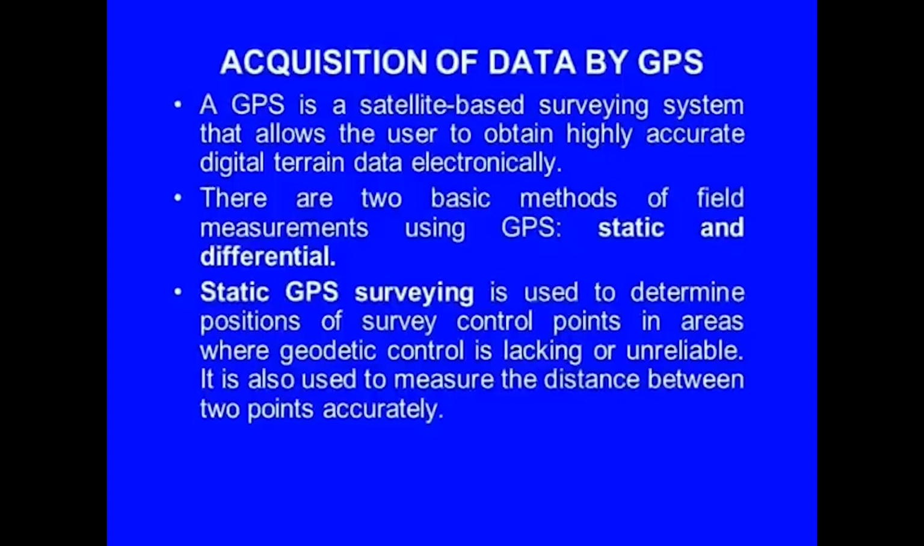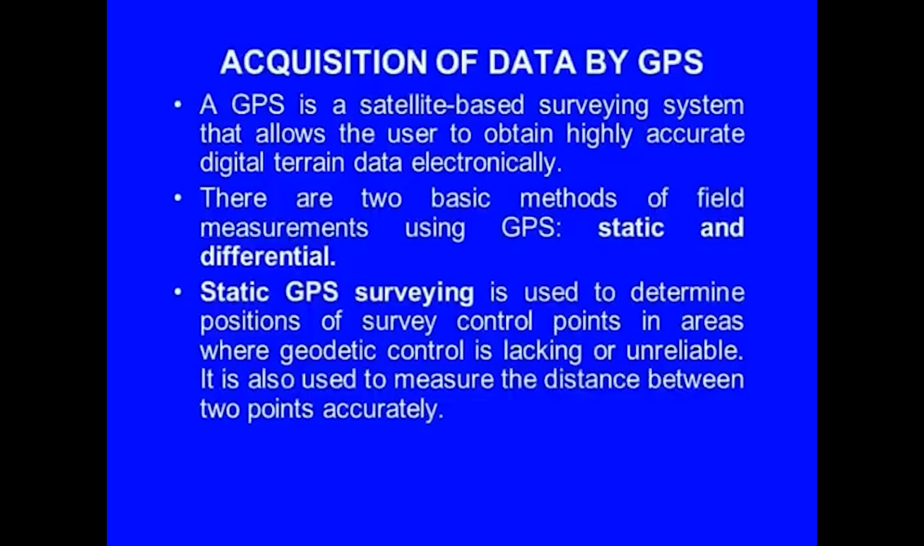The next method of data acquisition through field surveying is through GPS. GPS is a satellite based surveying system that allows the user to obtain highly accurate digital terrain data electronically. There are two basic methods of field measurements using GPS, that is static and differential.